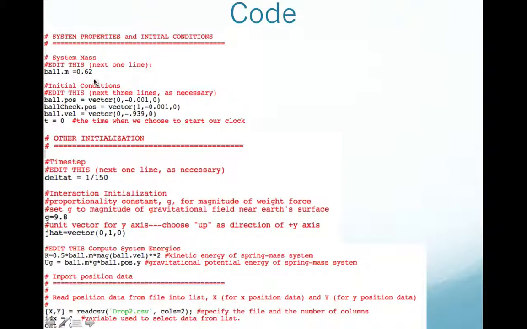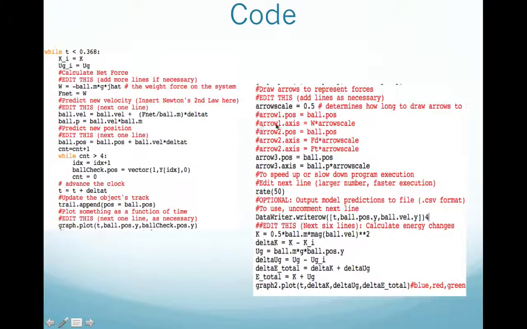First thing I changed was the ball's mass, as well as its position and its velocity, which were used and calculated from Tracker. Next, I changed delta t to a small value, and I initialized g and j hat. I also calculated the kinetic energy and the gravitational potential energy, and I read in the CSV file from Tracker. Here is my first while loop.